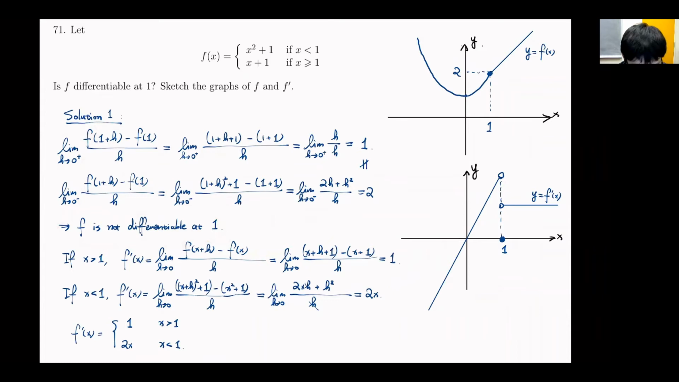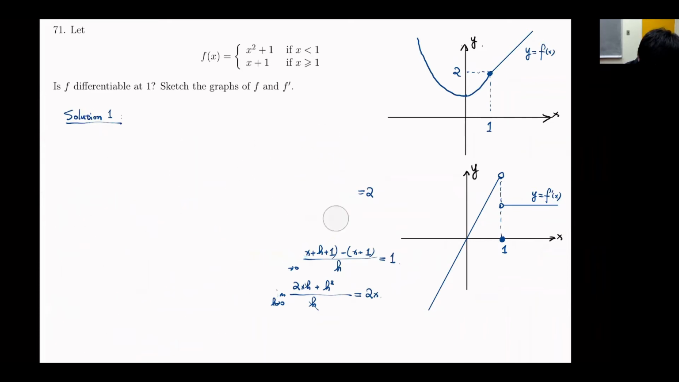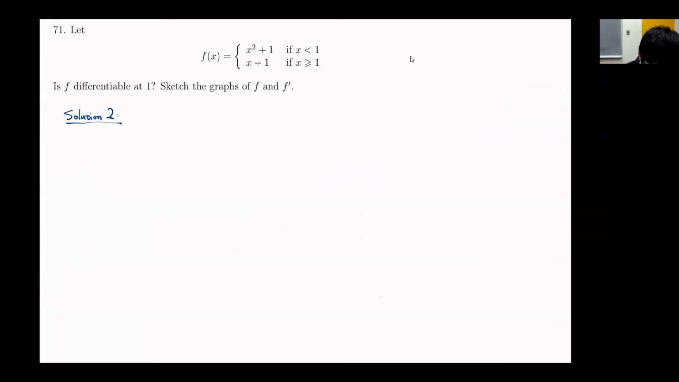Okay, so now let me introduce another solution. The second solution is going to be way easier compared to the first one. The reason is the following important fact that can be proved after you see the mean value theorem. Okay, let's state this important and useful fact.